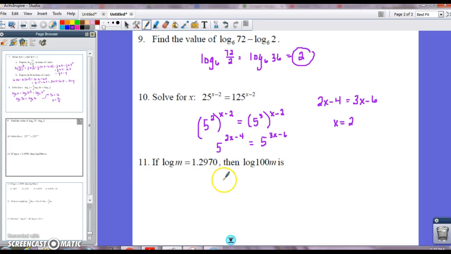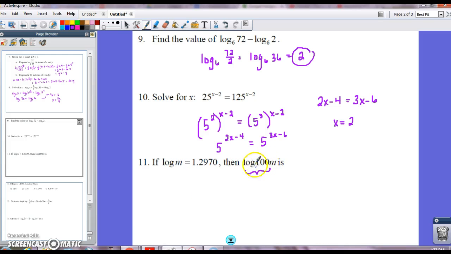This one tends to also give people some trouble, but again, make sure you look at it carefully. People sometimes think I have to multiply 100 times 1.2970 and then take the log of that. And that's not the case. M is not equal to 1.2970. The log of M is equal to that. So when you look here, you want to say, well, what can I do with that? How can I break this up so that I end up with log of M?